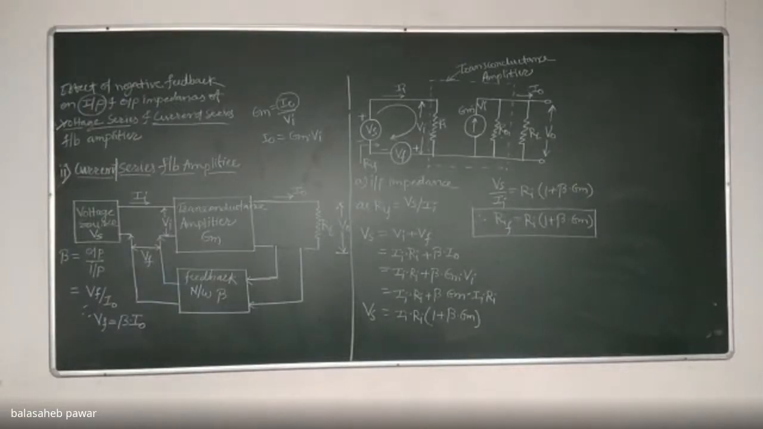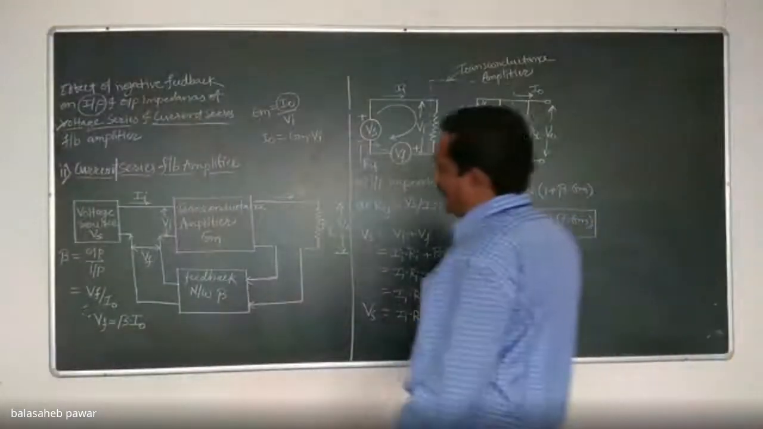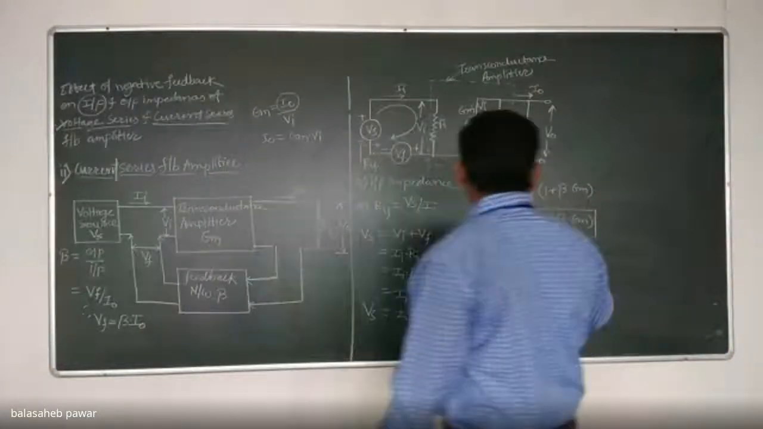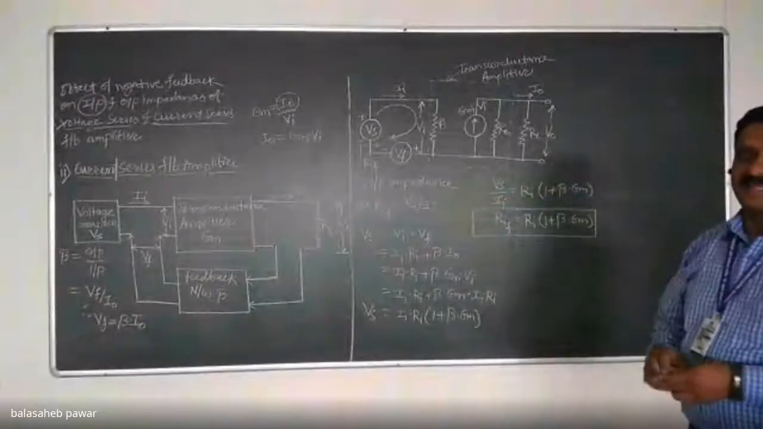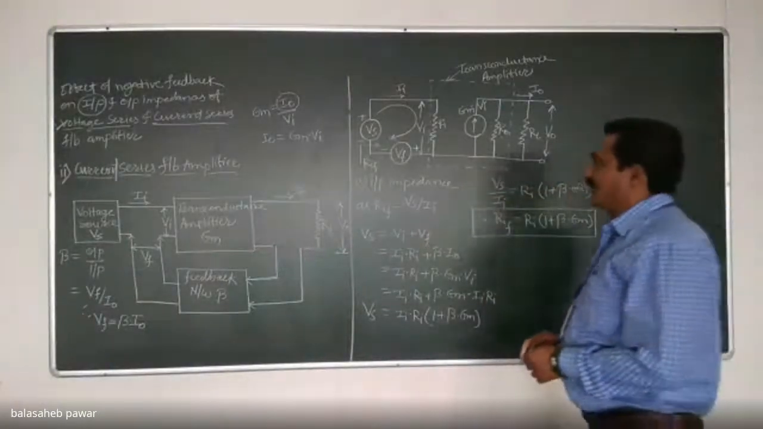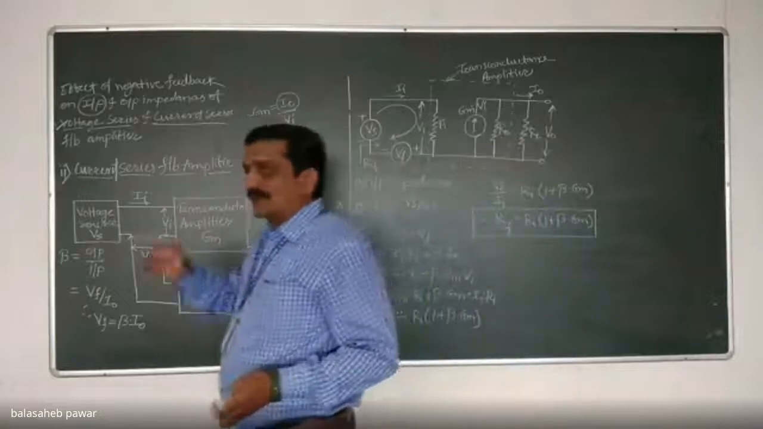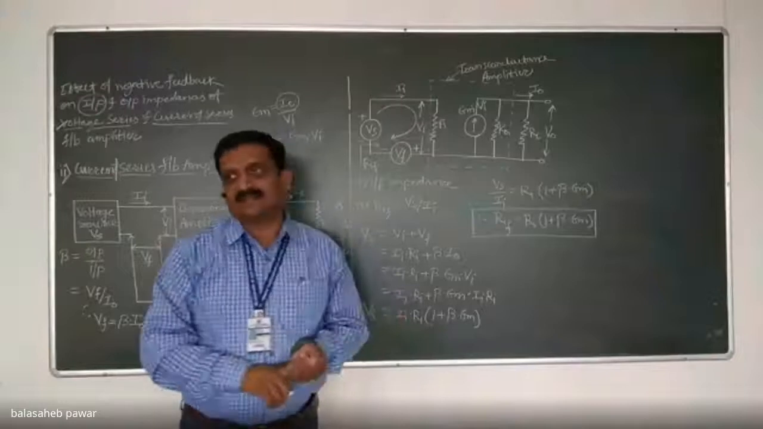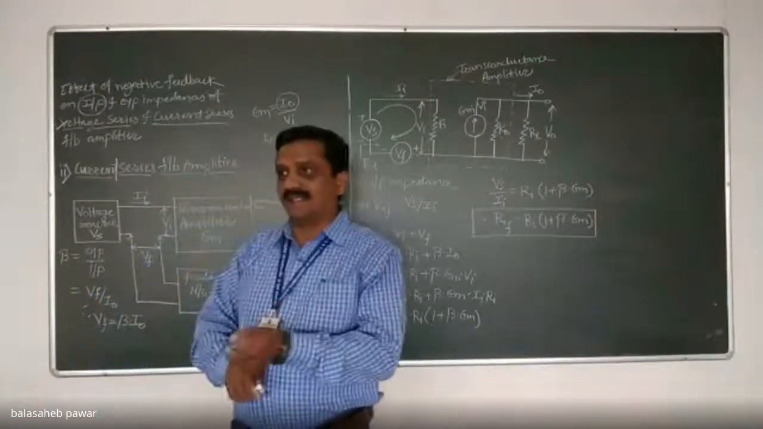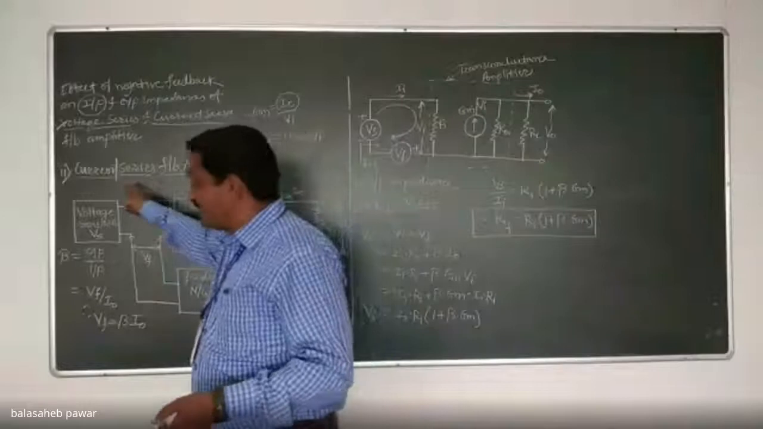Yes, sir. Okay. So see, yesterday we got this relation as RIF equals RI (1 + βAV), because the basic amplifier was a voltage amplifier, and today we got it as RIF equals RI (1 + βGM), because that basic amplifier is a transconductance amplifier. You will observe that in both topologies the mixing is in series. The previous topology was voltage series, today's topology is current series. That means the mixing is the same.